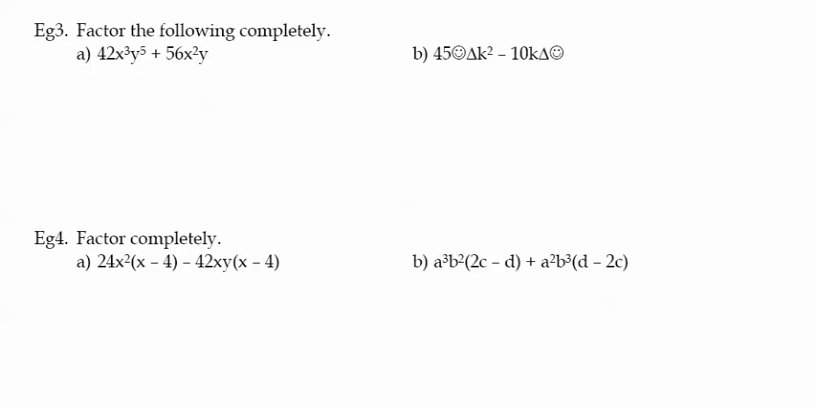So in example number 3, looking at the first example, 3a, 42 and 56. What is the greatest common factor between the two numbers? 14 will be the highest. You don't want to take out the 2, not just the 2 only, not just the 7, because 14 will be the biggest.